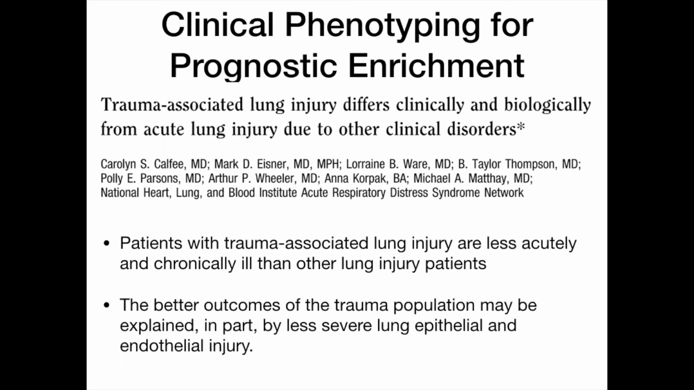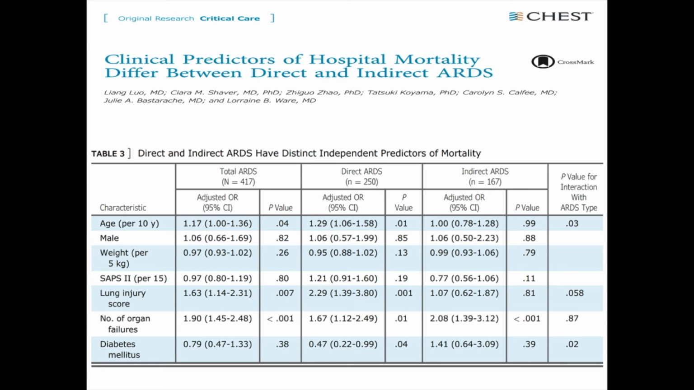Now, clinical phenotyping for prognostic enrichment. Here first we look at trauma-associated lung injury. It has been shown that patients with trauma-associated lung injury are less acutely and chronically ill than other forms of acute lung injury. And the better outcome in the trauma patients may be explained by the less severe lung epithelial and endothelial injury rather than a better physiological state when they are admitted to the ICU.